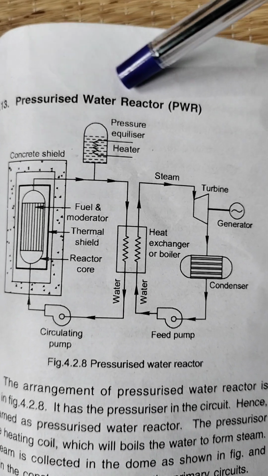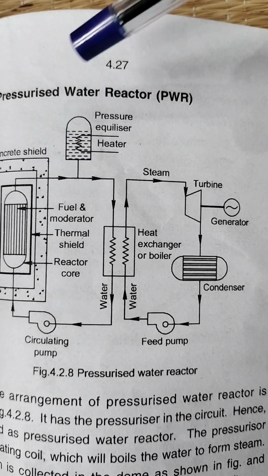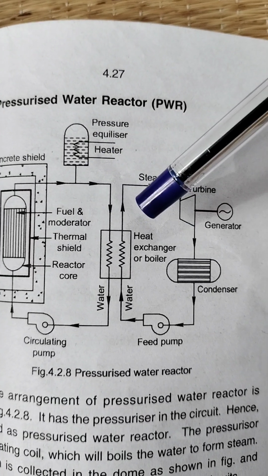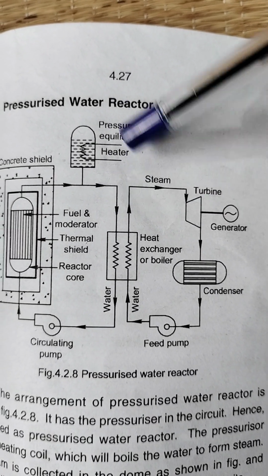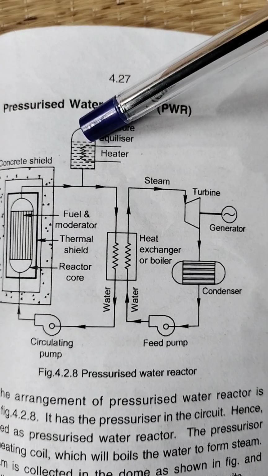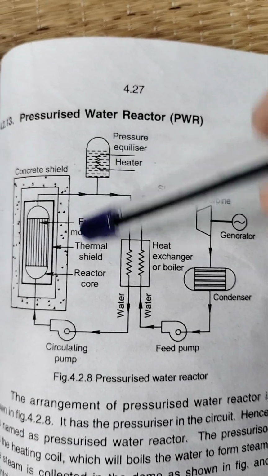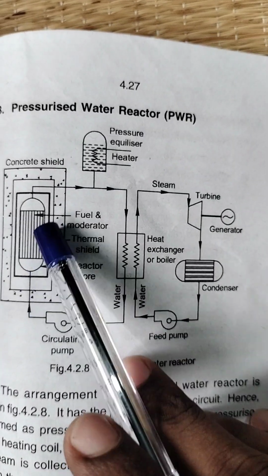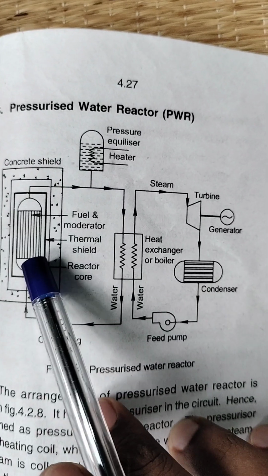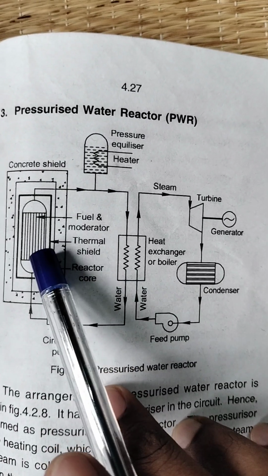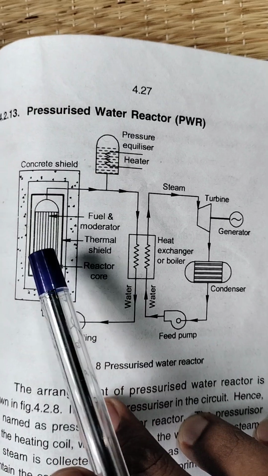This is a pressurized water reactor, PWR. In this pressurized water reactor, an extra part is added: the pressure equalizer. First we see the core. In this core, fuel is stored and heat energy is produced.